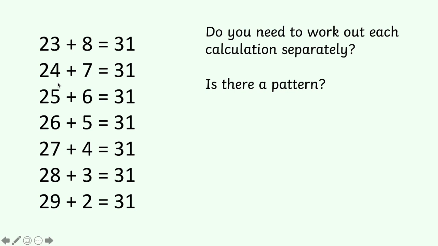So actually, overall, nothing has changed. It's the same amount altogether. And that pattern carries on. The number in the 20s gets 1 more each time, and the number that's just 1s gets 1 less each time. So overall, we have 31 when we add them together. Hopefully you spotted that pattern.